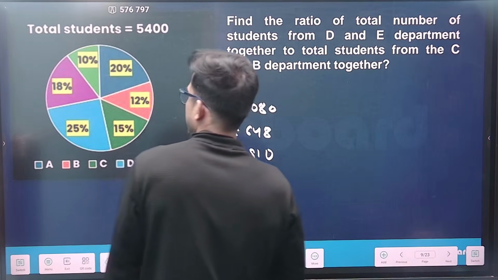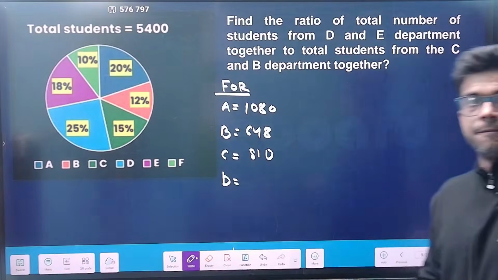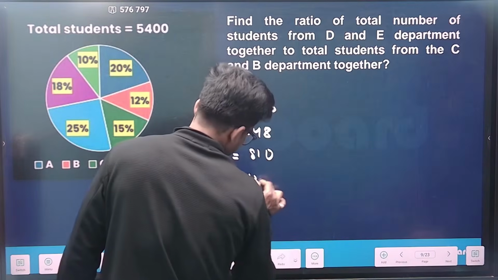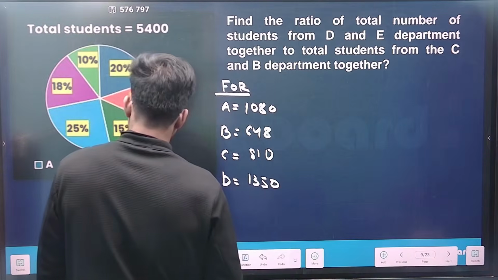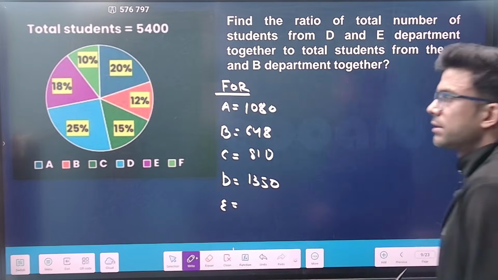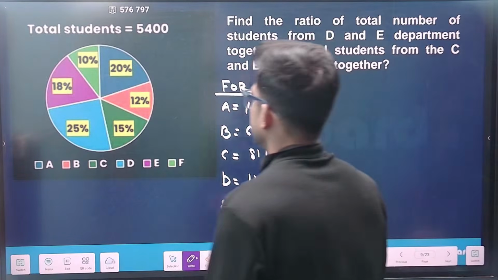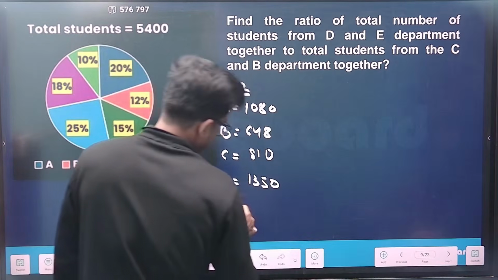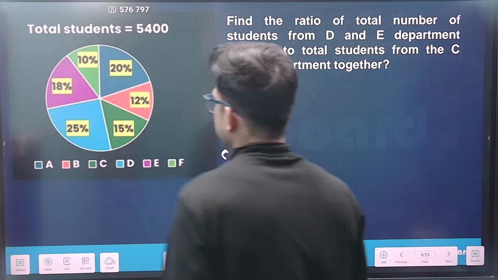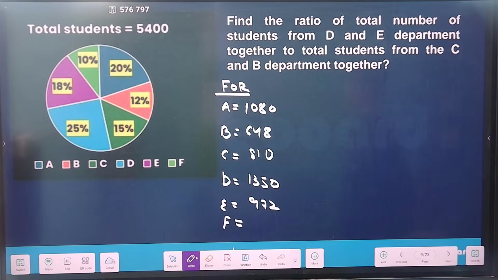810. Okay. Now D is basically 25%. 25% would be how much? 1350. Then we have E. E is basically how much? 18%. 54 into 18 is 972. Then last we have F. F is how much? 10%. 10% is nothing but 540.